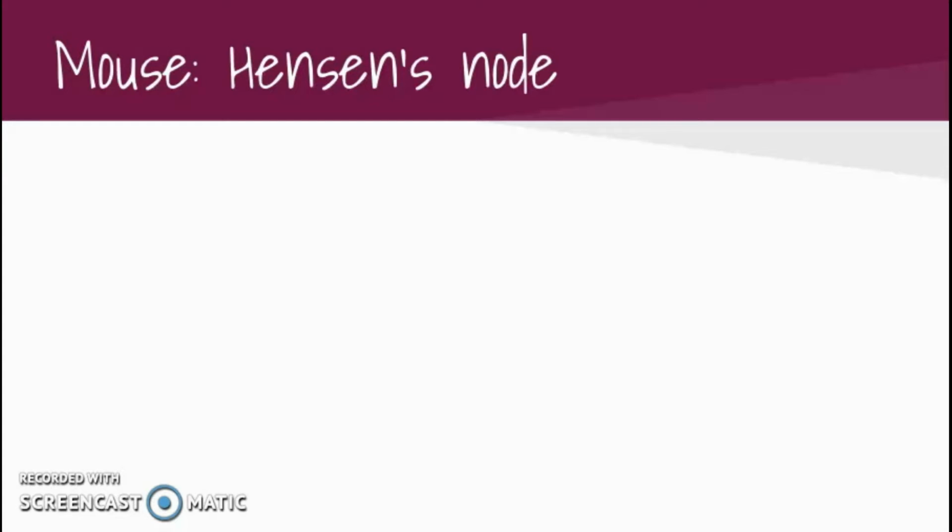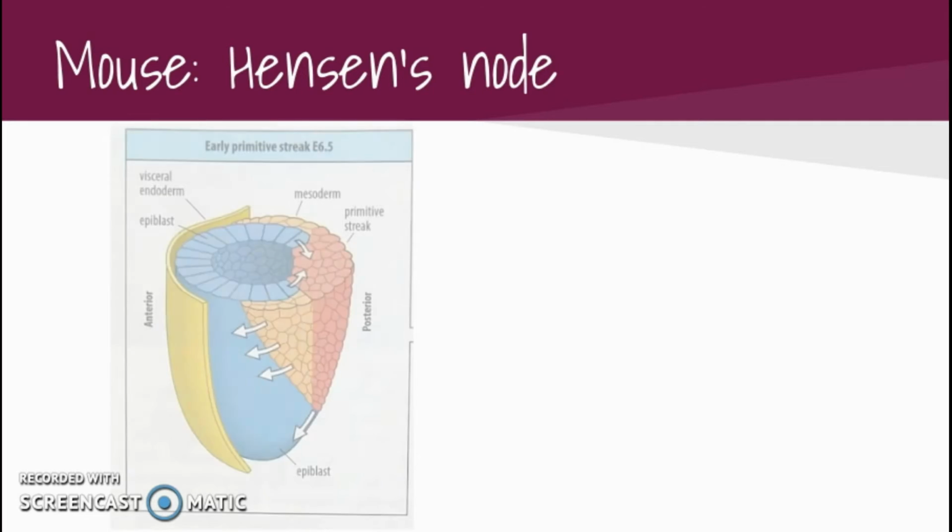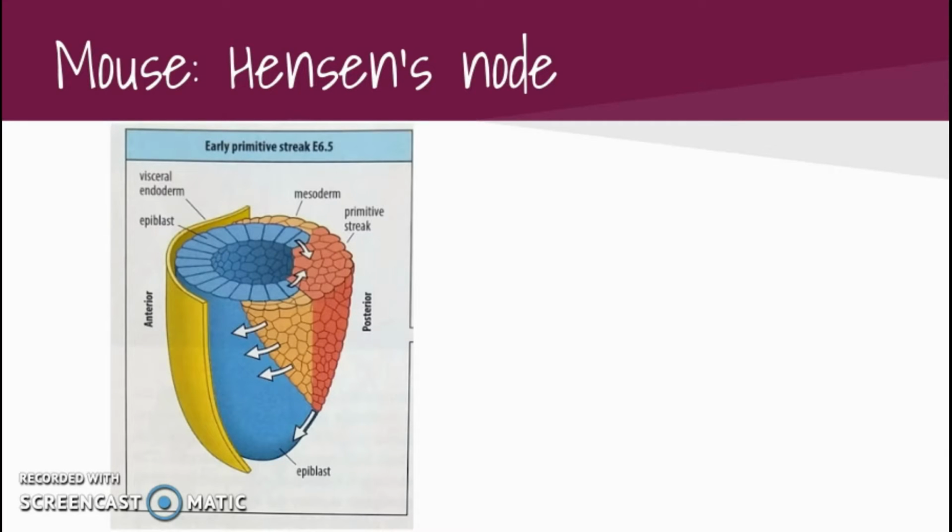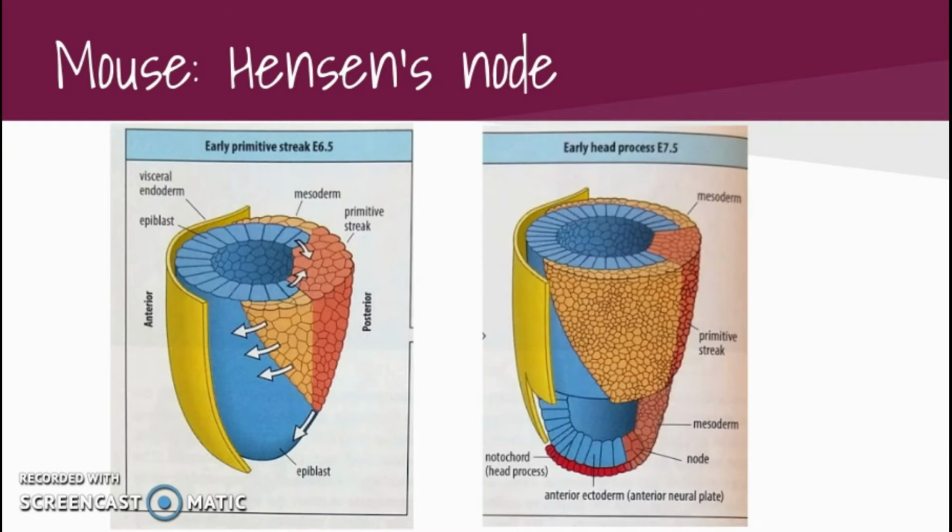Moving on, now we'll discuss the organizer in the mouse embryos. Unlike the chick epiblast, which is flat, the mouse has a cup-shaped epiblast forming the proamniotic cavity, the hollow region in the middle of the embryo. The primitive streak is formed by the movement of epiblast cells. Gastrulation and neurulation stages are very similar to that of chick as the primitive streak induces the Hensen's node.